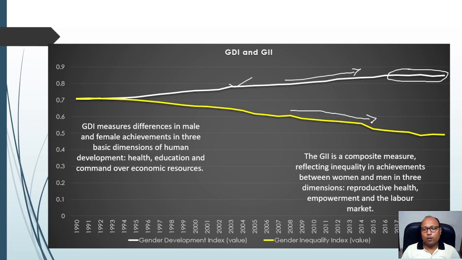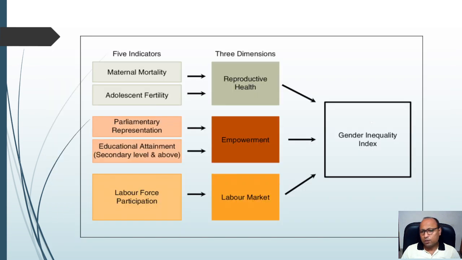So what is the GII and what are the parameters? This is a brief outline of the gender inequality index, and it talks of three dimensions: reproductive health, which is measured through maternal mortality rate and adolescent fertility; empowerment through parliamentary representation and education attainment; labor market through labor force participation rate. So these are the parameters, the indicators, which are used for calculation of the gender inequality index.